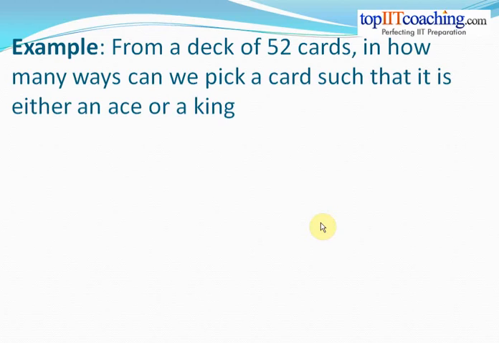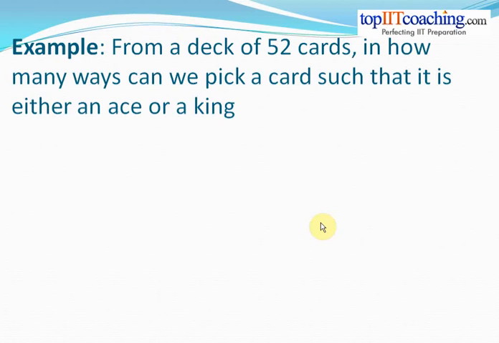From a deck of 52 cards, in how many ways can we pick a card such that it is either an ace or a king? So what we have to do in this problem is find the number of ways in which we can pick a card, and that can either be an ace or a king.